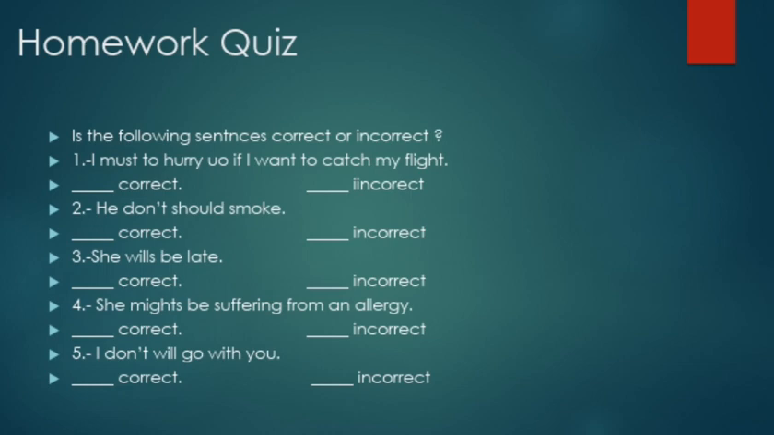Now, your homework quiz. Is the following sentence correct or incorrect? Number 1, I must to hurry up if I want to catch my flight. You have 2 possible answers, correct or incorrect. Number 2, he don't should smoke. Number 3, she will be late for the interview. Number 4, she might be suffering from an allergy. Number 5, I don't will go with you. You need to choose correct or incorrect for this sentence.